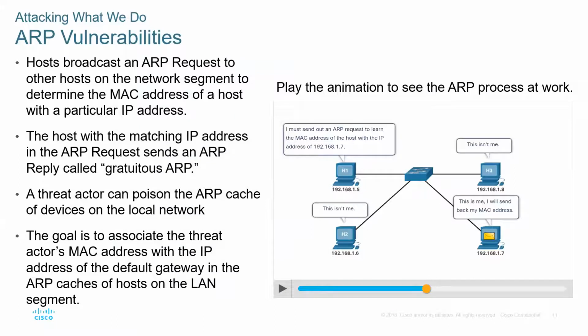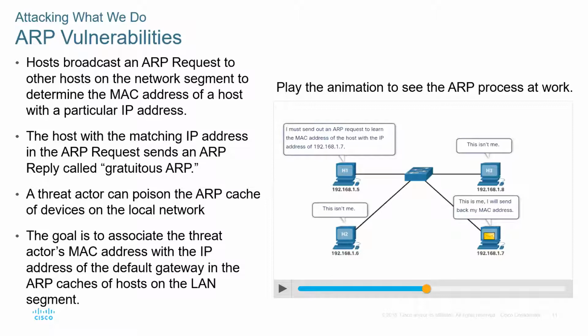Hosts will broadcast their ARP requests to other hosts on the same network segment, and that is what they use to determine the MAC address. That way they can get it logged within the switch or the routing device that's processing the traffic on the network. The host with the matching IP address will send an ARP reply, and that is referred to as a gratuitous ARP.